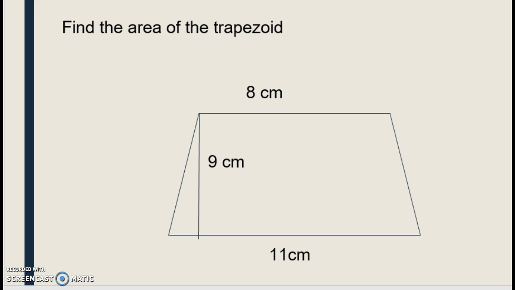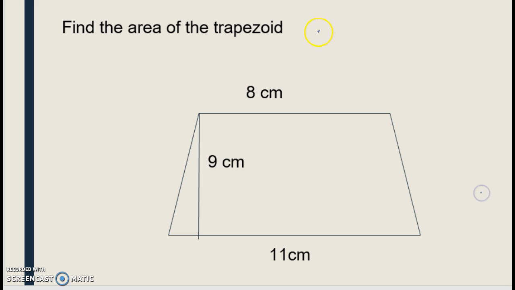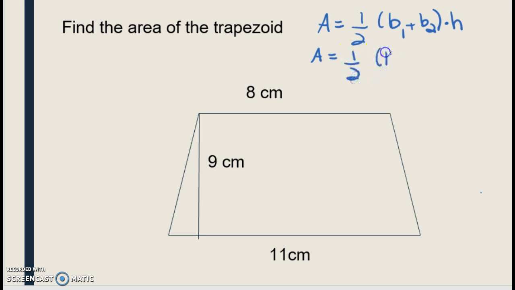So this first one says to find the area of the trapezoid. Remember, when we are finding areas of trapezoids, we always use the same formula, which is 1/2 (base 1 + base 2) times h. In this first example, our base 1 is going to be 11. You could also use 8. And then base 2 we'll say is 8, and our height is 9.